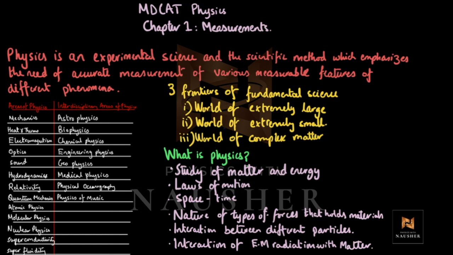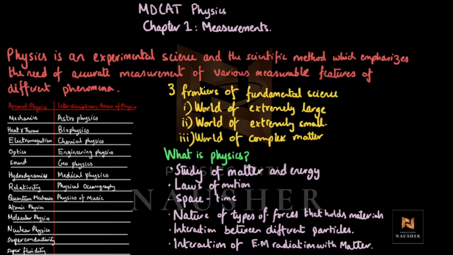Before I forget, the world of complex matter would mean middle-sized things. So molecules at one extreme and earth at the other extreme, so middle size, not as big as the universe, not as small as the very, very small. So objects or anything which is between the two extremes is categorized under the world of complex matter.